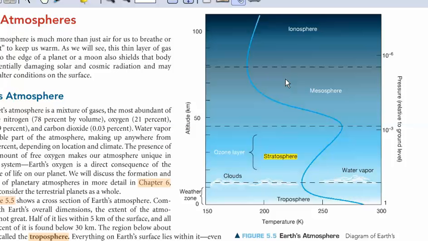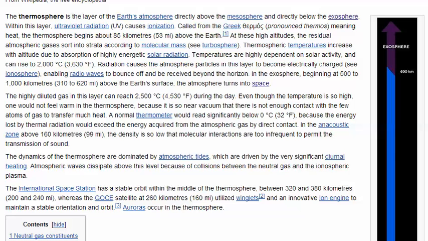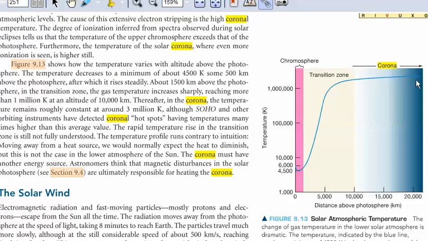Because this textbook has a habit of giving temperatures. For instance, in the Earth's mesosphere, it tells us that the temperature of the atmosphere is around 200 Kelvin. Wikipedia discusses a higher level in the atmosphere called the thermosphere, where the highly diluted gas can reach 2,500 degrees Celsius, which would be close to 3,000 Kelvin, 2773 more precisely.